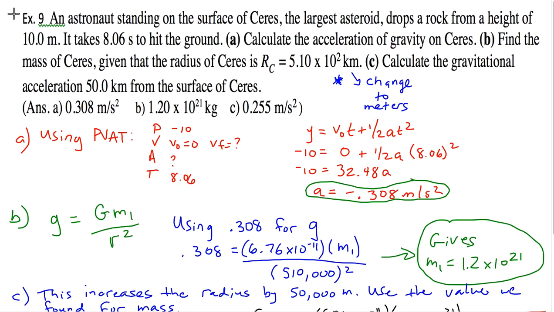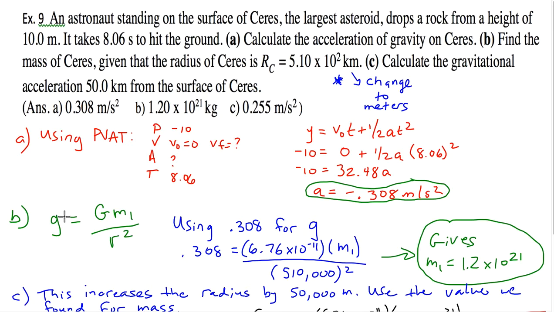So number one, the acceleration of gravity on Ceres is not 9.8. That's the acceleration of gravity on Earth. On Ceres, it's going to be something different. So the information they've given us to begin the problem here is PVAT information, and the purpose of it is to help us figure out what the acceleration of gravity on Ceres is. So here's my PVAT setup. I have initial velocity, I have time, I have distance dropped, negative 10, and my question mark is acceleration. Going through PVAT and using this formula, we get acceleration is negative 0.308 meters per second squared. So, in other words, instead of 9.8 on Ceres, it's 0.308.